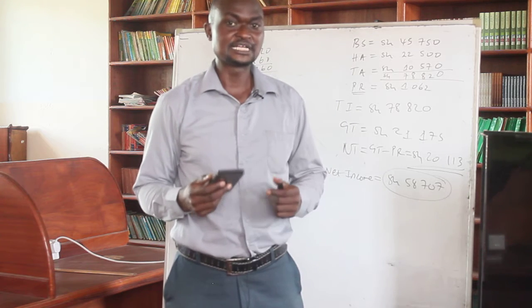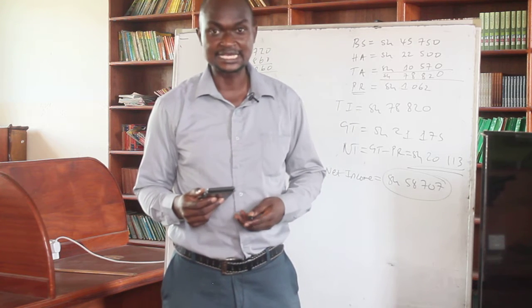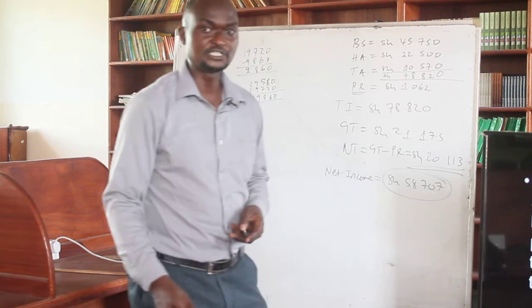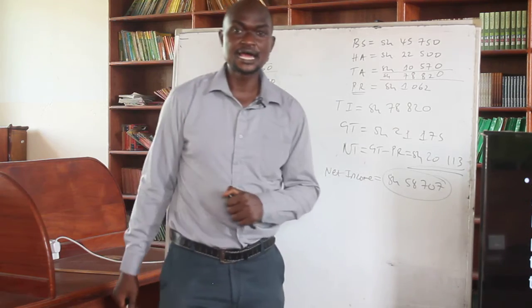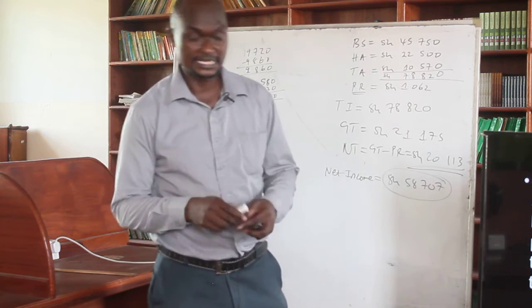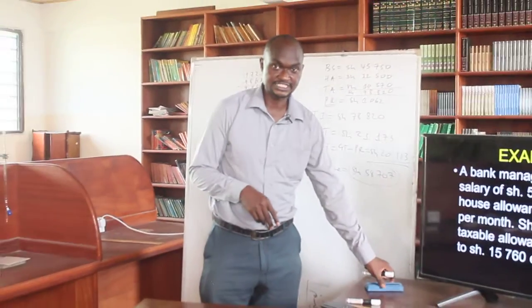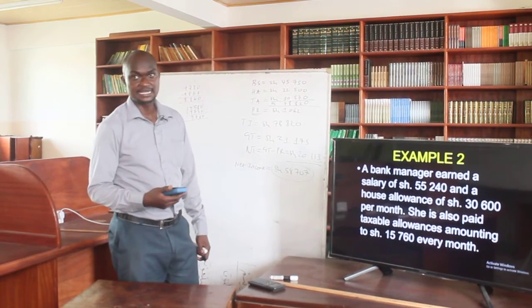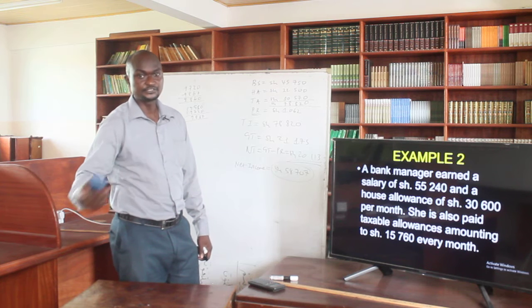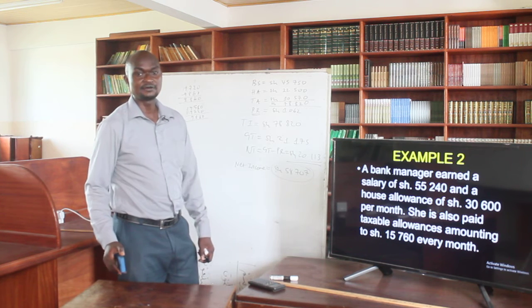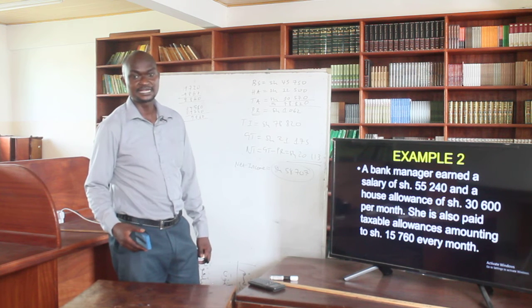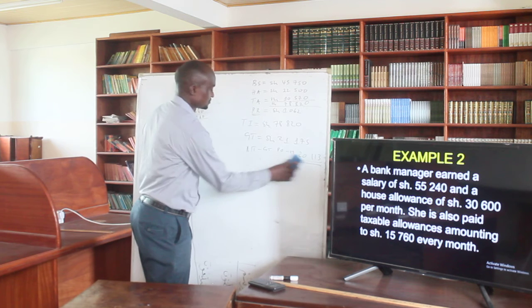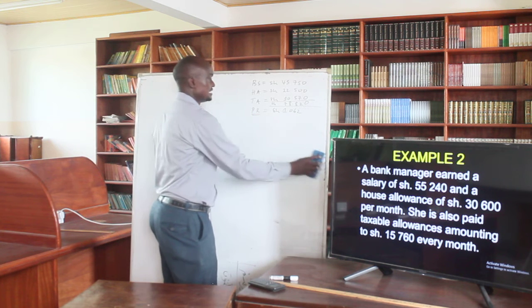Let's make sure that we understand the concept by dealing with the second example. This one is a practical exam question, 10 marks. A bank manager earned a salary of 55,240 and a house allowance of 30,600 per month. She is also paid taxable allowances amounting to 15,760 every month.